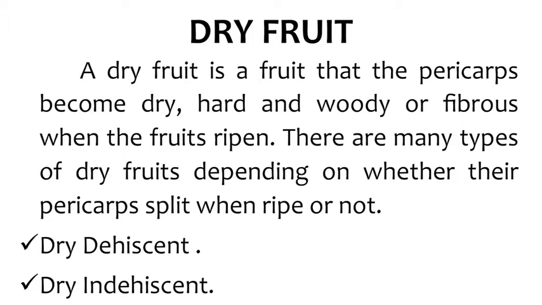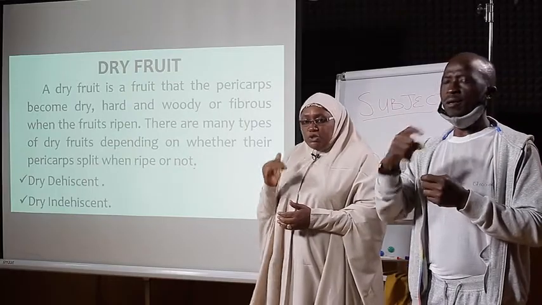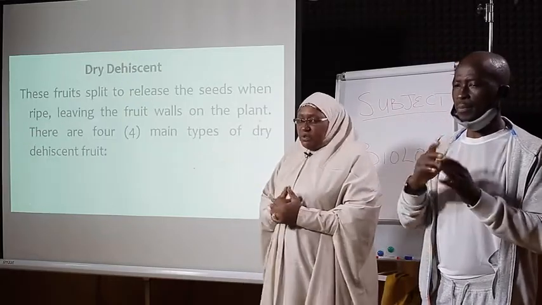There are many types of dry fruits, depending on whether the pericarp splits when it is ripe or it doesn't split when it is ripe. So we have 2 types. We have dry dehiscent fruit and we have dry indehiscent fruit. So we are going to take it one after the other.